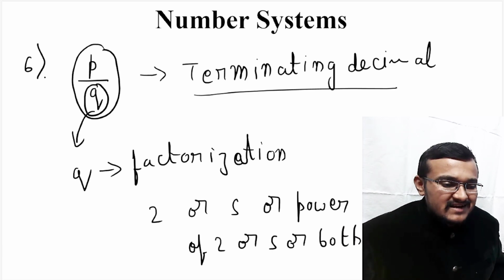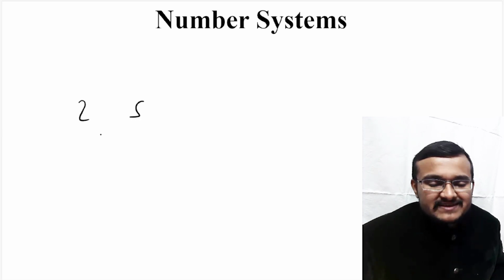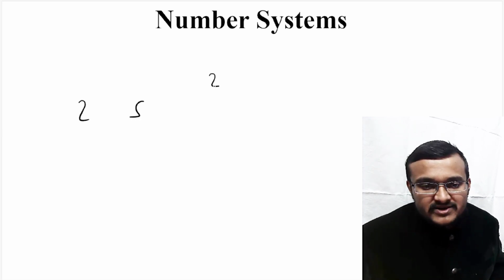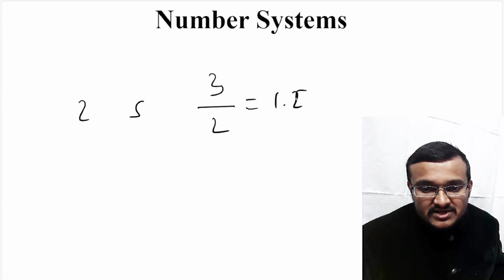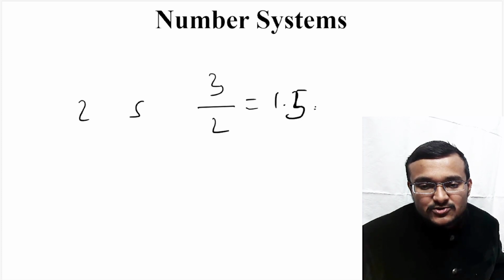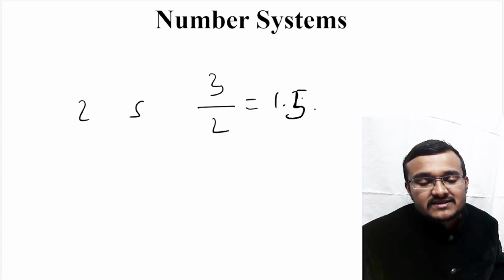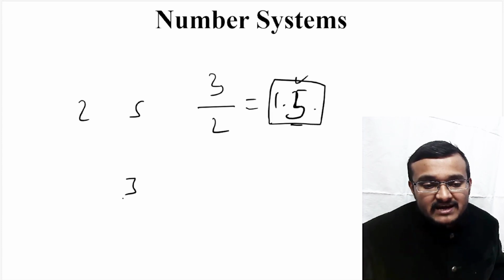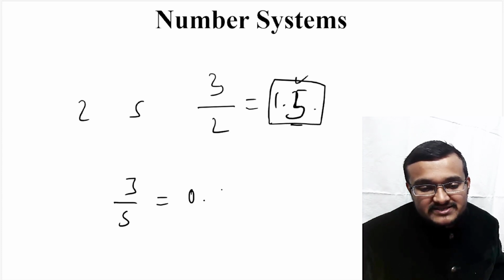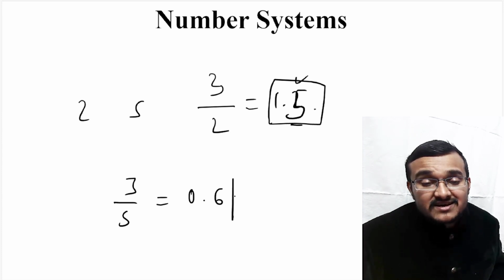Because let's say if you take 3 in the numerator and 2 in the denominator, then you'll get the answer as 1.5. So here you can see you have a terminating decimal. Terminating decimal means there is no number after a certain number. So that means after 5 there is no number. Similarly, if I have 3 by 5, then 3 by 5 is equal to 0.6. So here also the decimal is terminating.